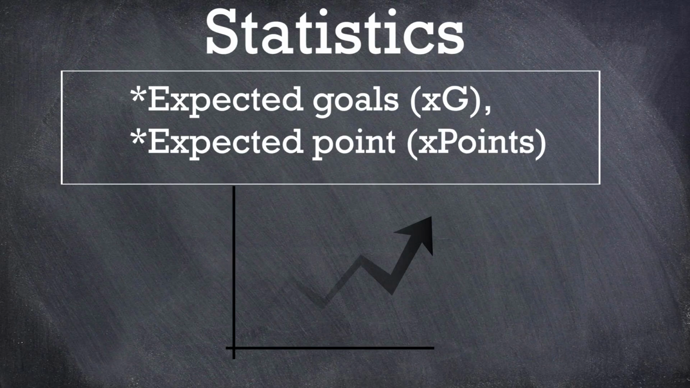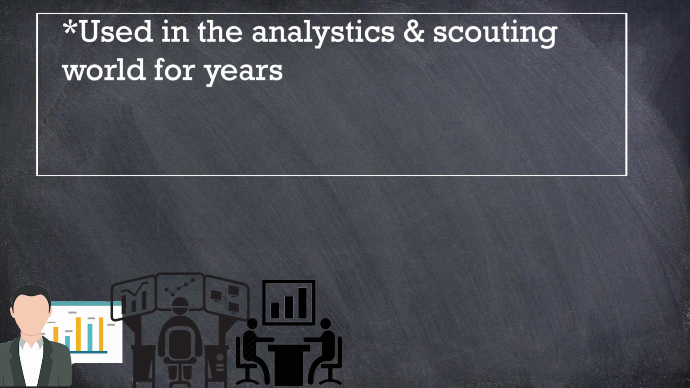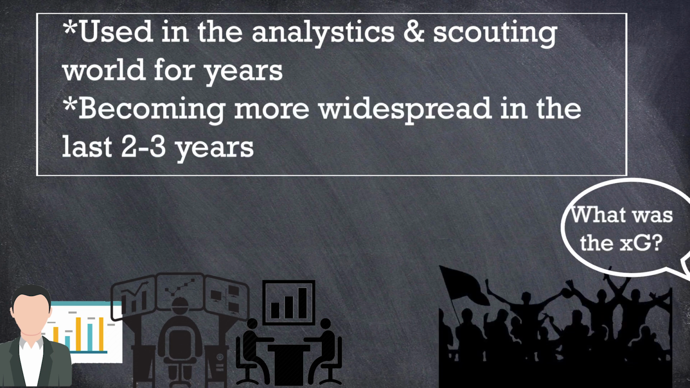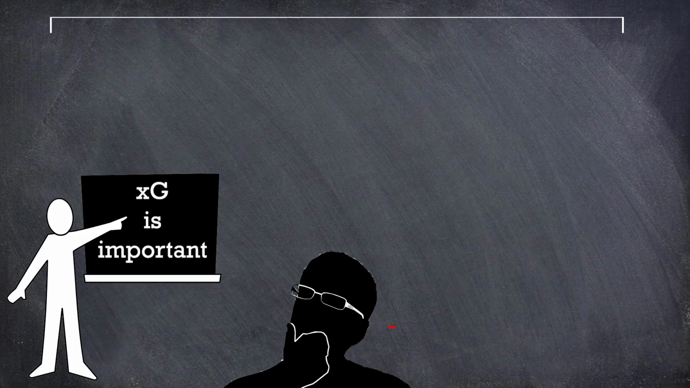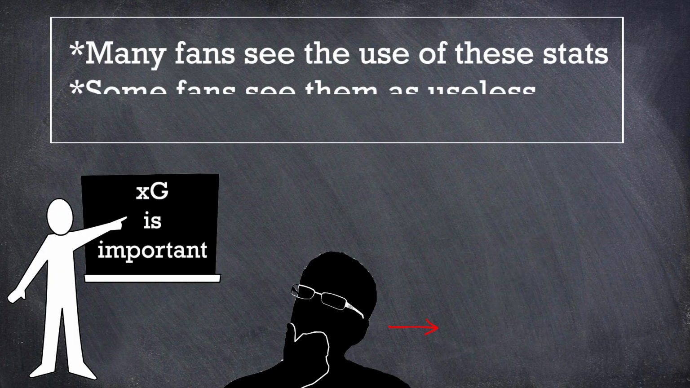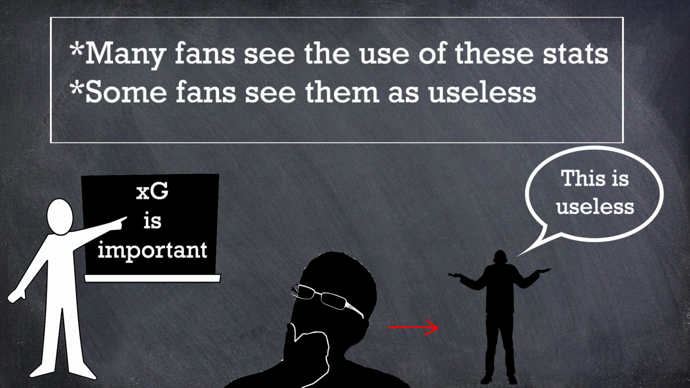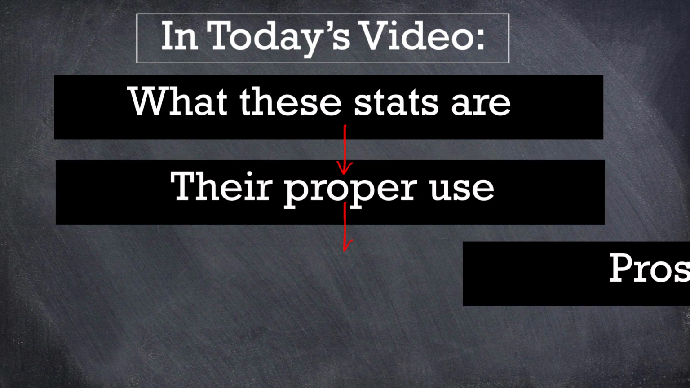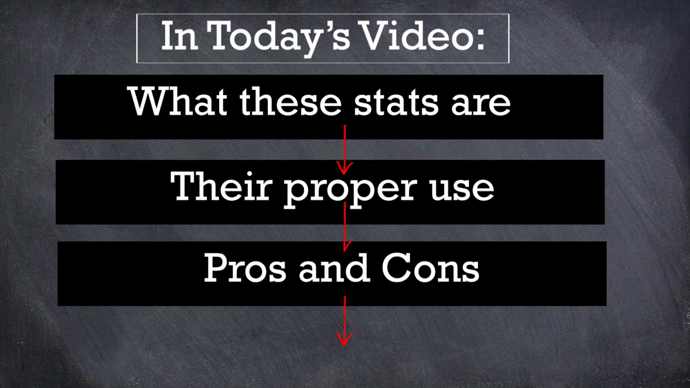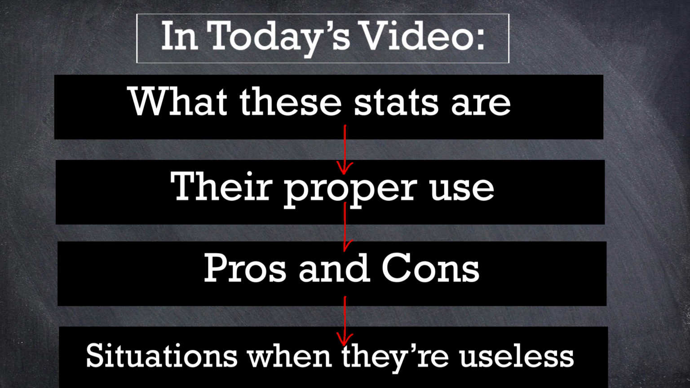Expected goals and expected points are both terms which are becoming more and more popular. They have been used within the statistical and analytics world for years now, but in the last 2 or 3 years, it's become more and more common to the general football populace. Many fans see the use of these metrics, however, some fans are against them, as they see these statistics as completely useless. So in today's video, we'll look at what these stats are, why they're useful, the pros and cons of these stats, and why, in some situations, they may not be useful after all.